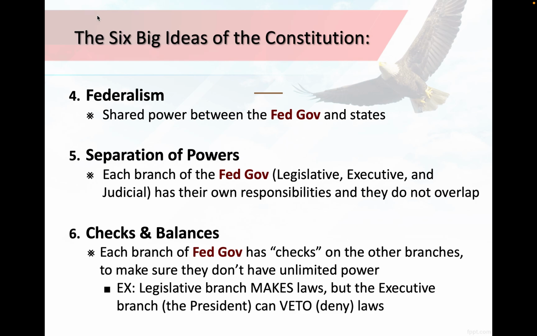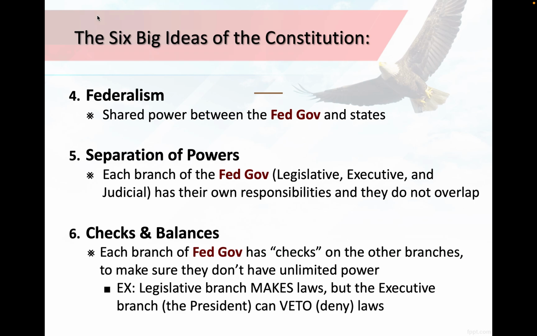So each branch of the federal government has, quote unquote, like checks on all of the other branches to make sure that they don't have unlimited power, because their power has to be separate, but it cannot be unlimited. So through separating powers and checking and balancing them, we are often able to enact our first big idea of limited government. But specifically back to checks and balances, each branch of the federal government has checks on all other branches to make sure they don't have that unlimited power.